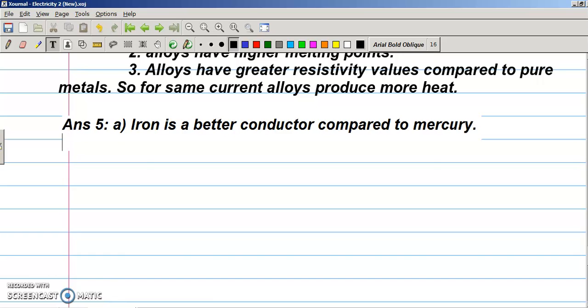Then next we have B. Silver has the least resistivity among all the metals, so silver is the best conductor. Then we'll be working out the next two things a little later, children.